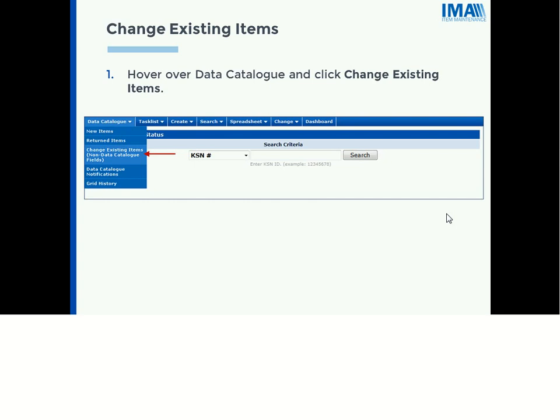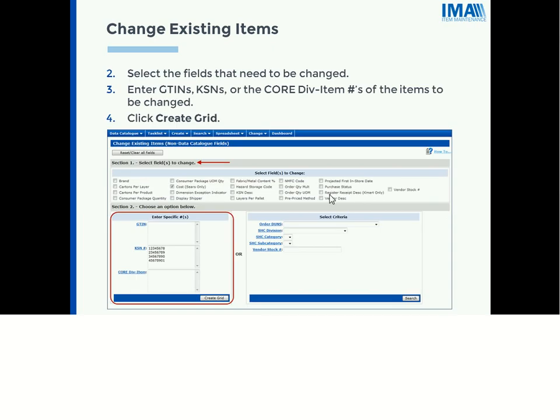To access the Changes grid, you hover over Data Catalog and click Change Existing Items. Real quick, I'm just doing a quick overview for this part because I'm going to do a demo after this, and we're going to go into IMA so I can show you in a bit more detail. You select the fields that you want to change here, and then in the second section, you can enter your specific criteria. You can copy and paste this from Excel or Word. Any of the fields that have this up arrow and down arrow mean you can copy and paste into it. Once you enter your information, you can click Create Grid.